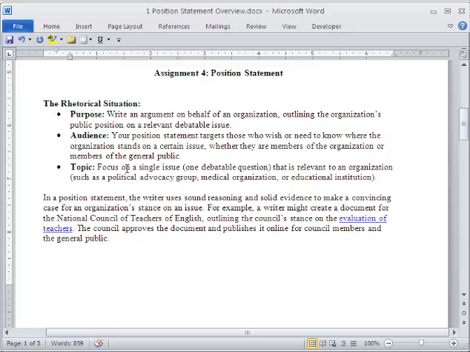It's debatable whether there's a right answer. Each side thinks they have the right answer. But there are defensible answers, more than one defensible answer.